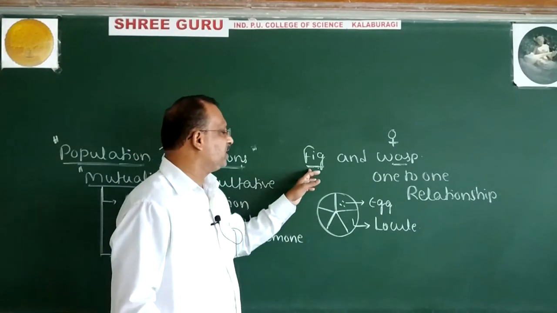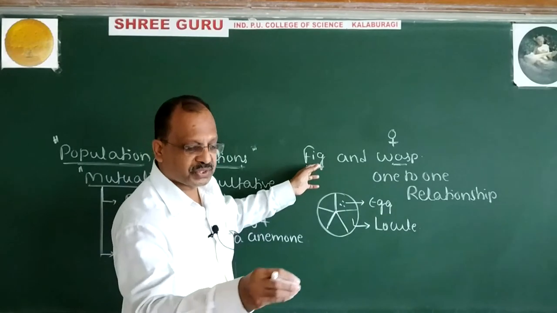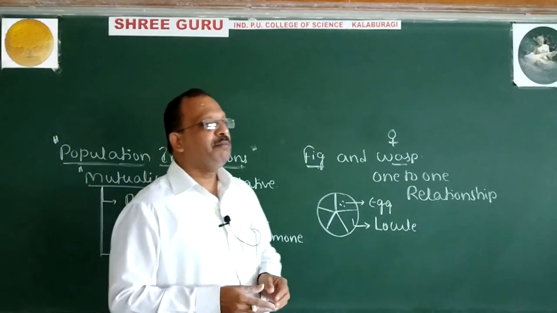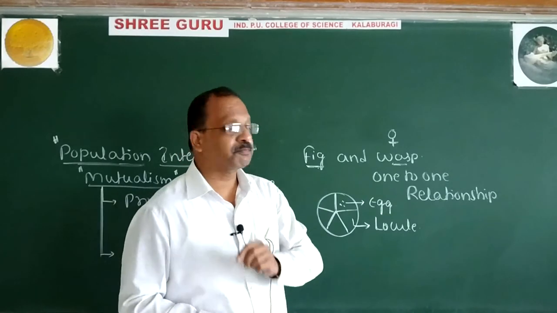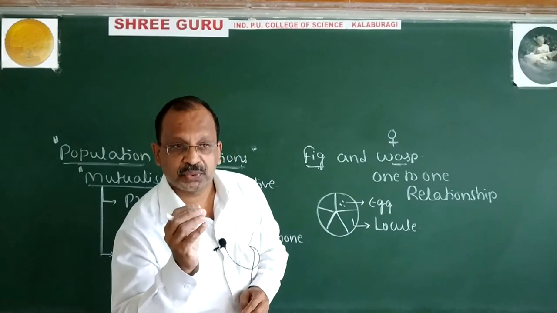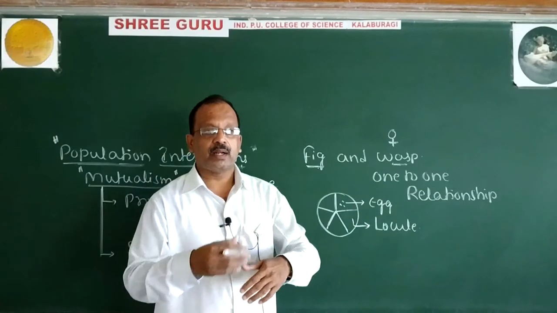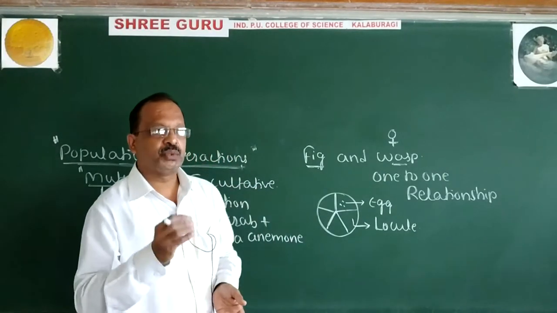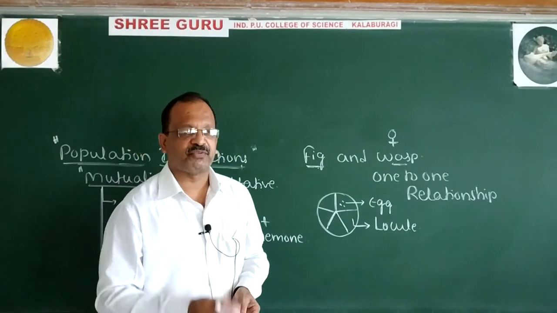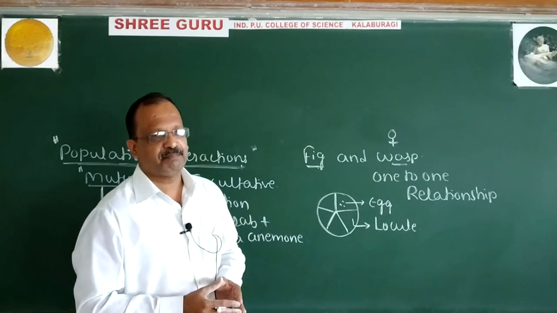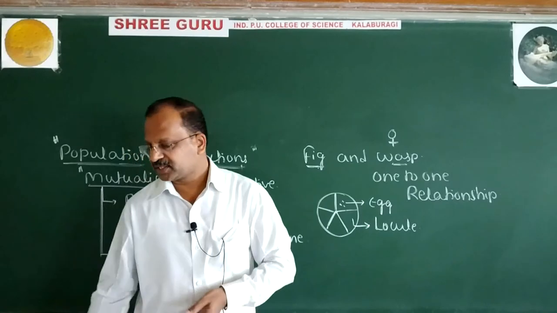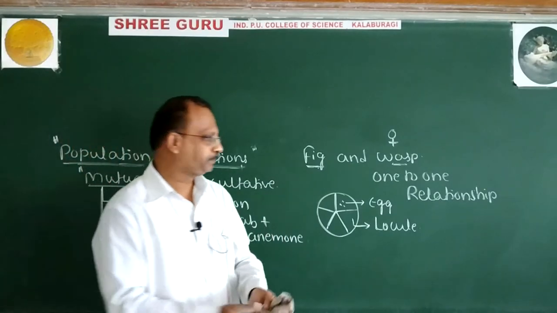In turn, fig will provide a suitable place to lay the eggs. Second, immature or undeveloped seeds are utilized as a source of food for the larvae. Here both the partners will get benefit. Now look over the last example.